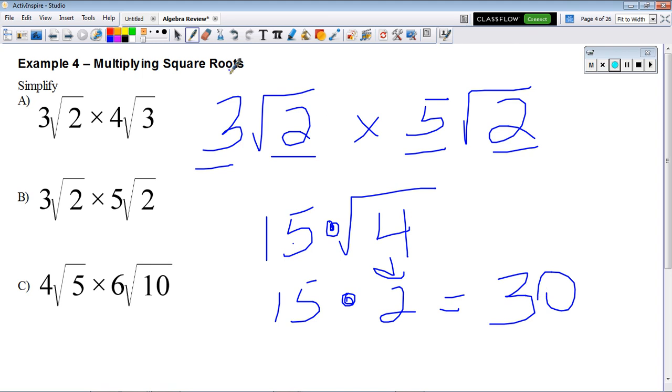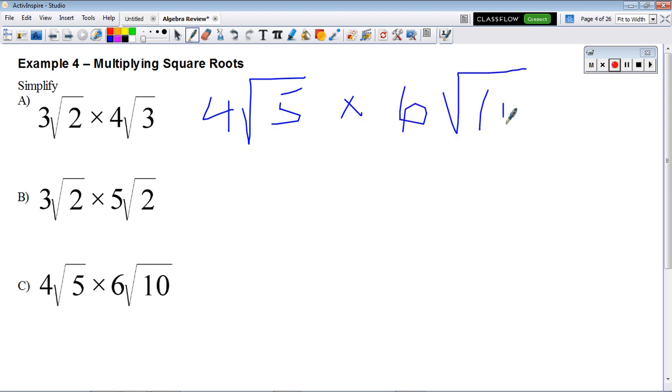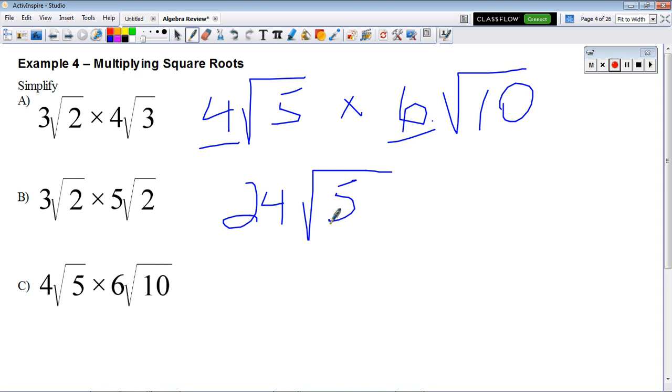And then for part C, I got the same sort of thing. Here I got 4 root 5 times 6 root 10. So same sort of thing here in that I'm going to multiply together the parts that are the same. So I'm going to take first these numbers that are outside the square roots. 4 times 6 is 24. And then I have what's inside the square roots. 5 times 10 is 50. So if you notice here, the square root of 50, that can be simplified.